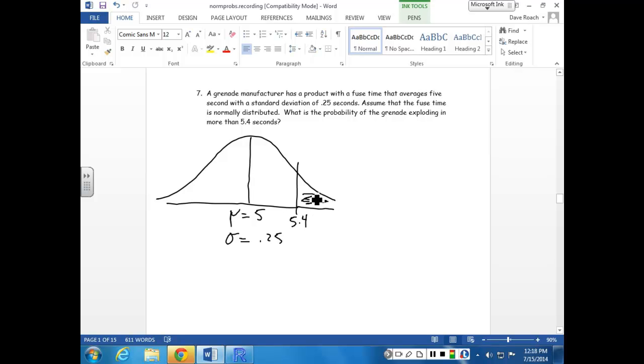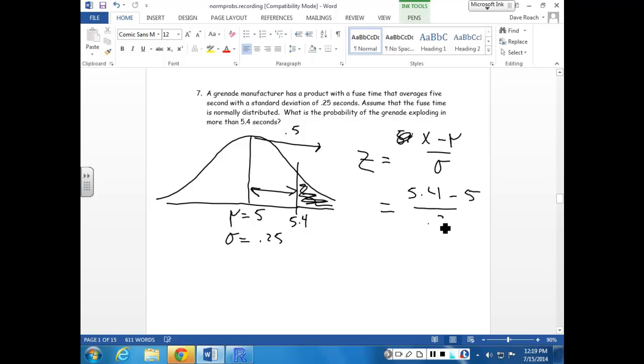And shade in the area that you're interested in, so you know whether you need to add or subtract. We can tell on this one that whatever area we get, remember we can only go from the mean to some point, whatever we end up with there, we're going to subtract from 0.5. Z, number of standard deviations from the mean, is 5.4, let me write the formula here, x minus mu over sigma, 5.4 minus 5 over 0.25, 1.6.